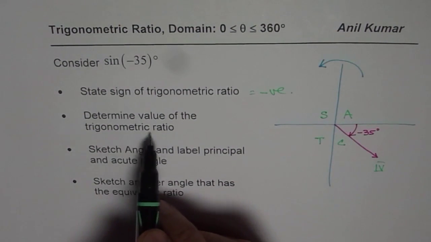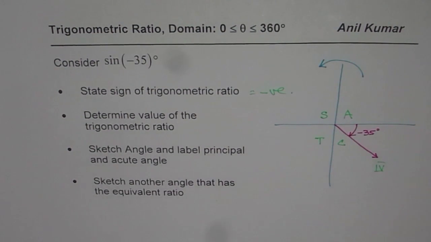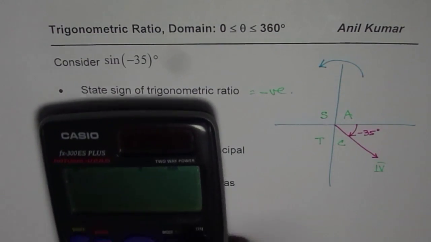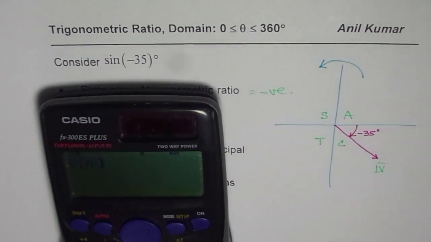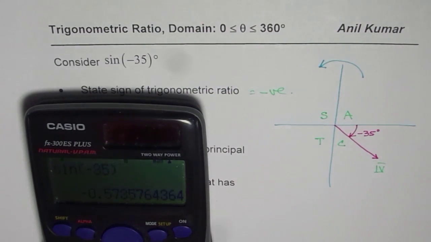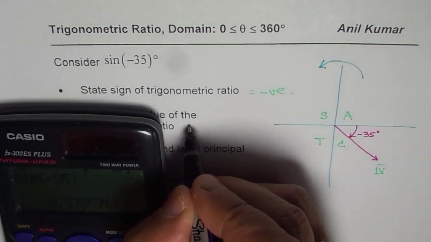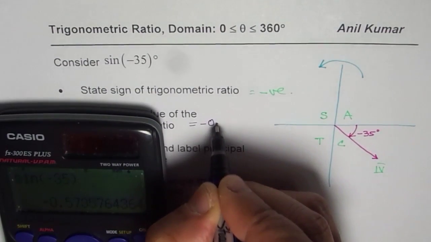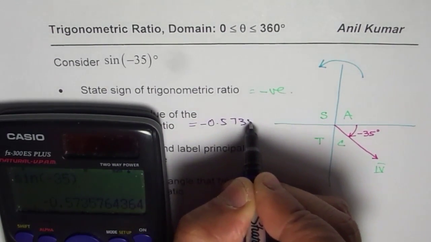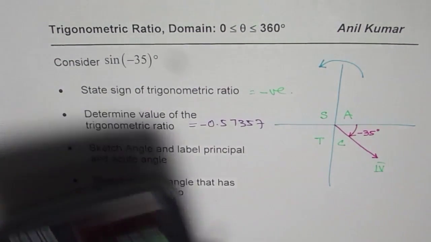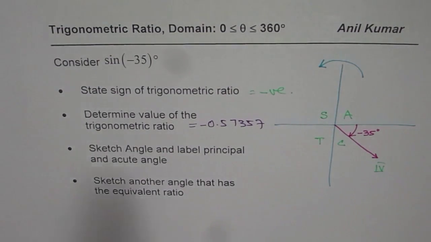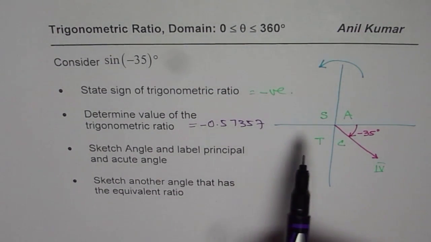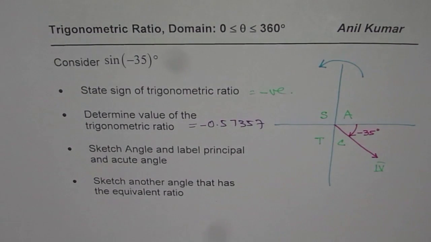Determine value of trigonometric ratio. For that, we can use the calculator, right? So you can use the calculator and write sine of, within brackets, minus 35, bracket close, equal to. And then you get a negative answer as expected. So we will write down this answer as equal to minus 0.57357. Right? Another important thing to consider is that you could actually straight away write the same angle in the calculator and find the answer.